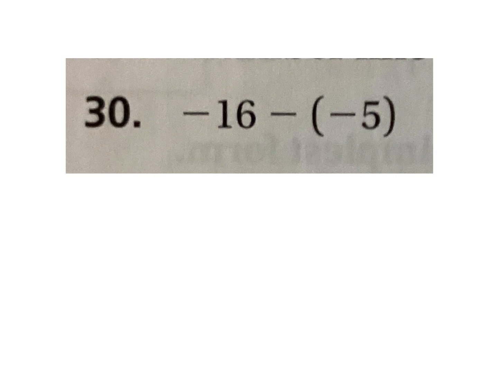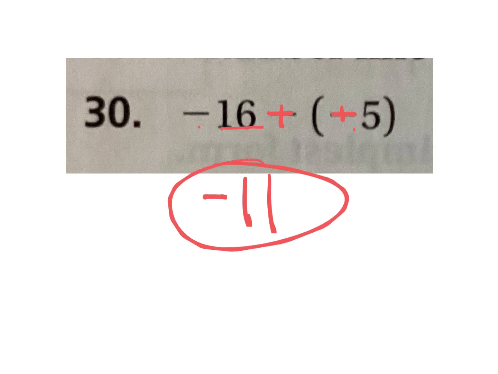Here we have a negative 16 minus a negative 5. Again, I want to add the opposite. So now we have negative 16 plus 5. And when I do that, because they're different, one's a negative, one's a positive, I find the difference of them, which is 11. The bigger absolute value is this one, so it becomes negative 11.